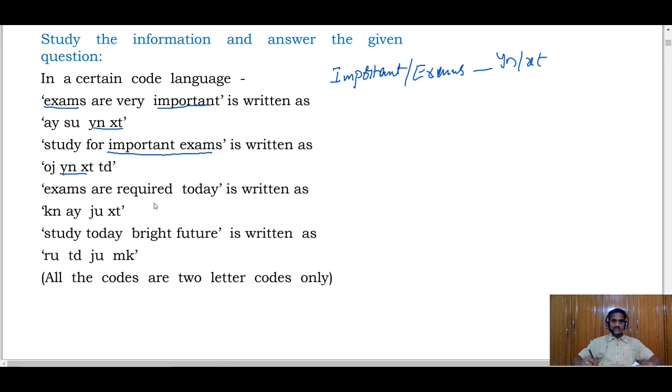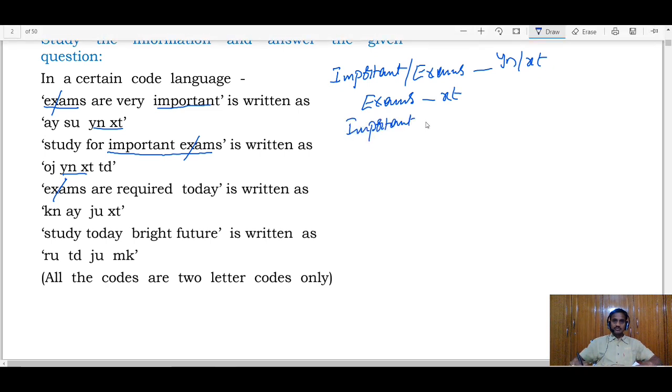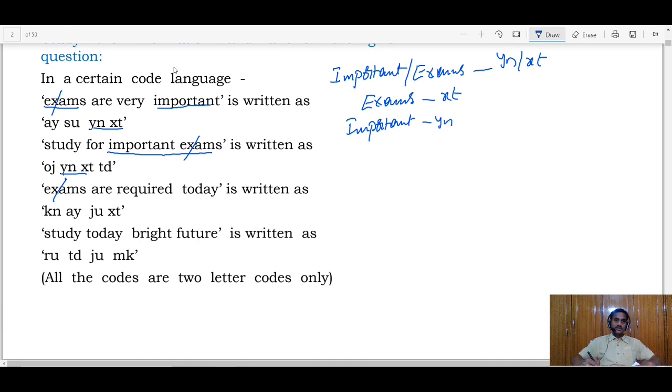And here "exams are required today". Exams is the only word that is common among all these three. Then what is the code that is common? The code that is common is XT, so the code for the word exams is XT. If exams is XT, important is what? Important is YN.